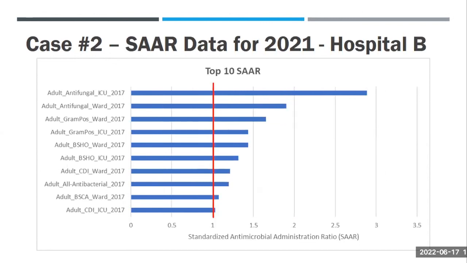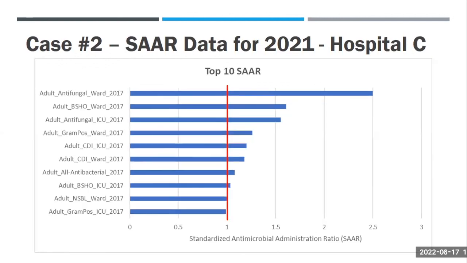For Hospital B, again, similar trends popping up. Our antifungals tend to show up at the top, specifically in the ICU, as well as the ward. Our gram positives are showing up as well. And then for Hospital C, again, antifungals in the ward, antifungals in the ICU, gram positives in the ward. So we're seeing similar themes develop at these 3 hospitals with regards to the SAARs that are the furthest from 1.